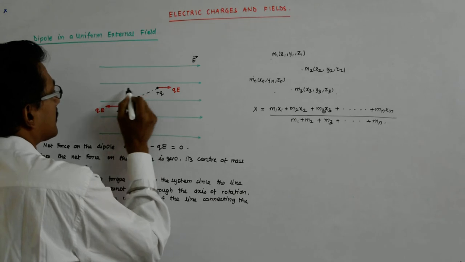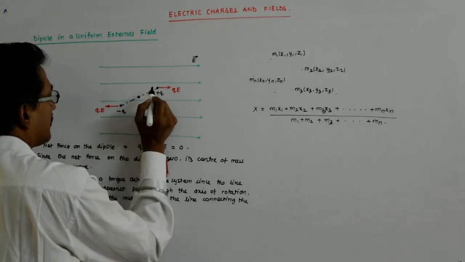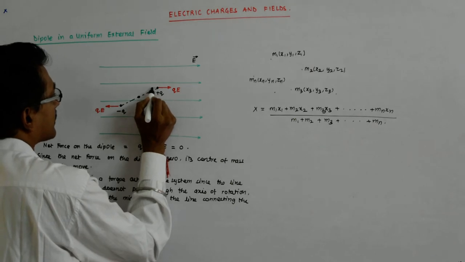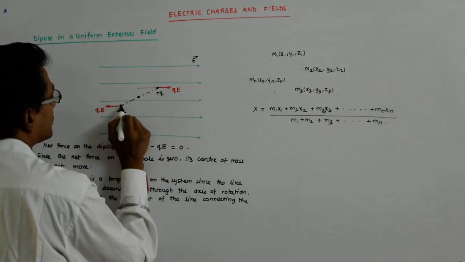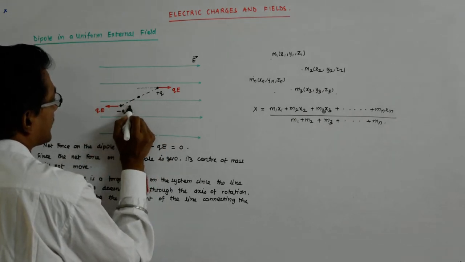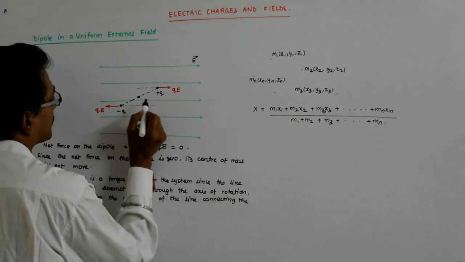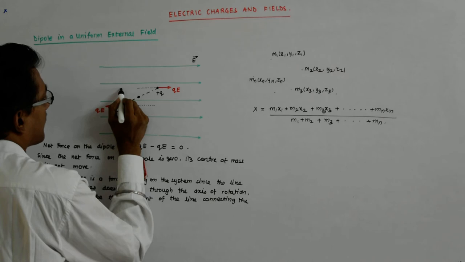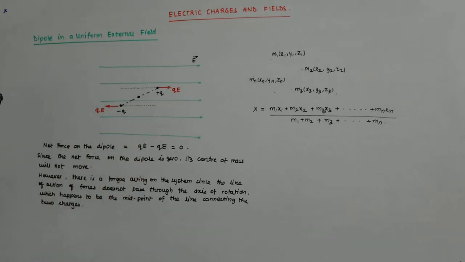See? Where does the line connecting them pass through? It does not pass through that. Extend it. That is the line of action of force. It does not pass through that.